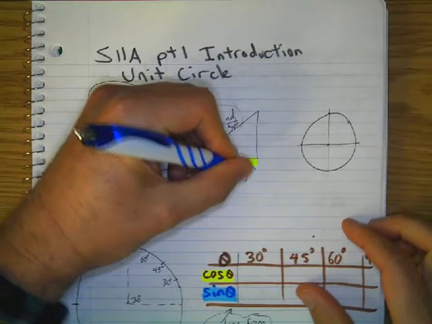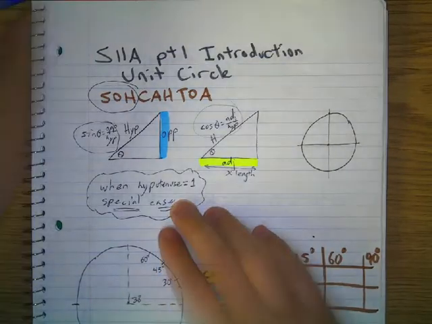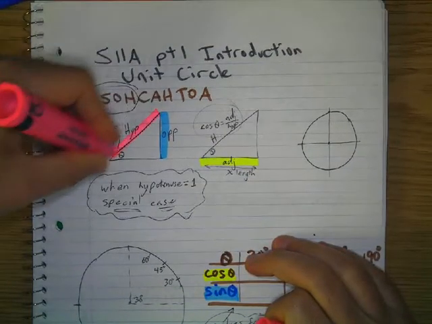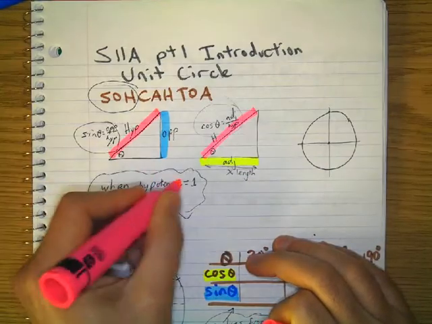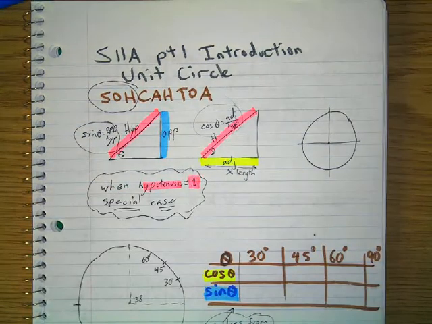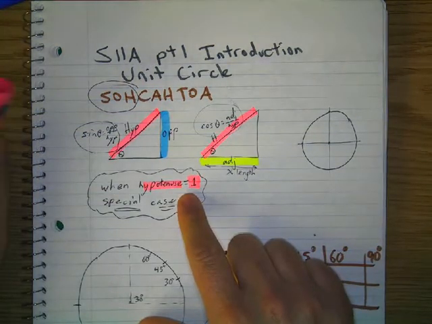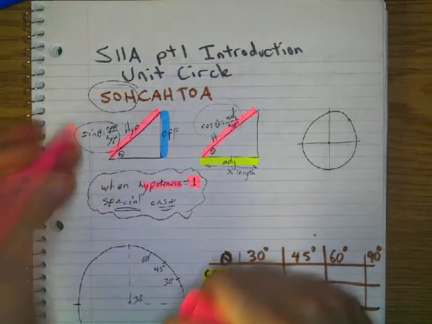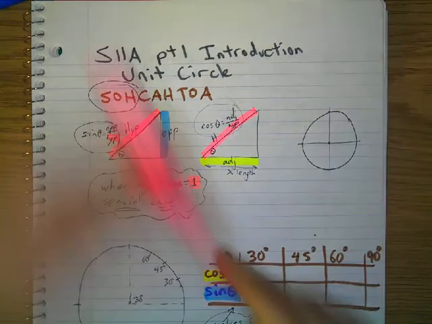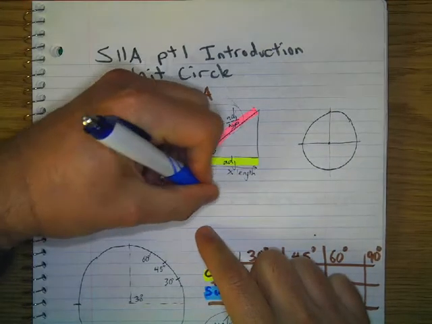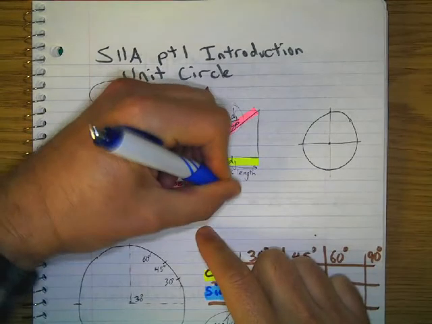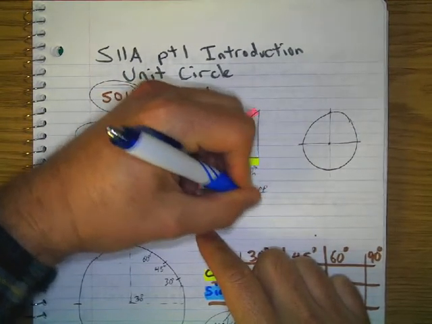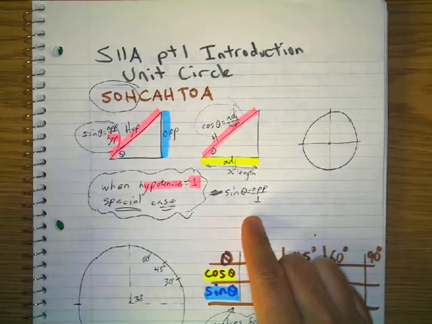Now, one thing to think about is that adjacent is the length in the x direction, right? So first of all, let's think of the special case when the hypotenuse length is equal to 1. Then I have sine theta equals opposite over 1, which is equal to the opposite side, right?